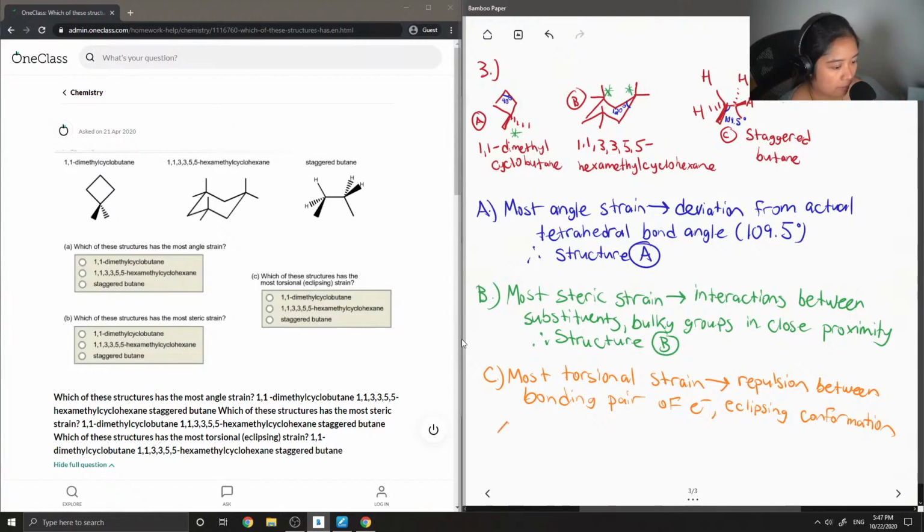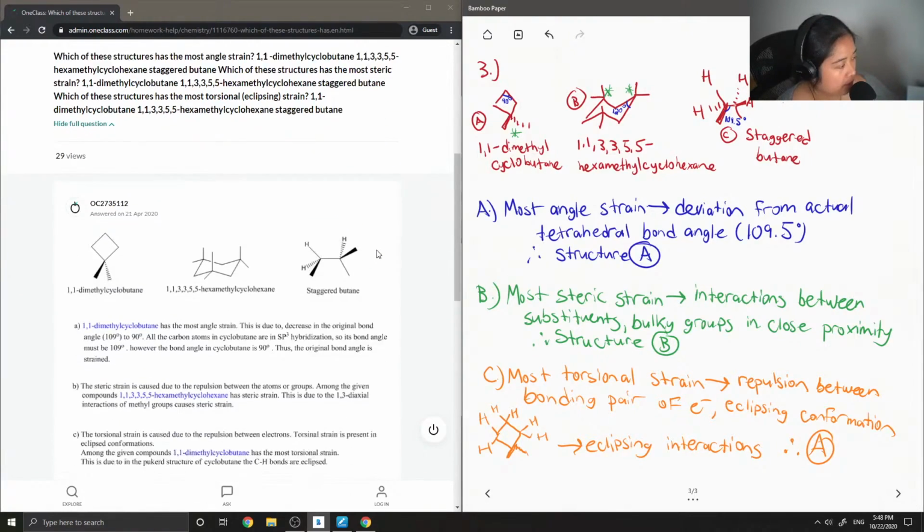Okay, so I'm going to draw out structure A, just kind of with all the hydrogen groups put in. And you can see it has this kind of like puckered ring structure, which causes eclipsing interactions. So the answer for this one is also structure A.